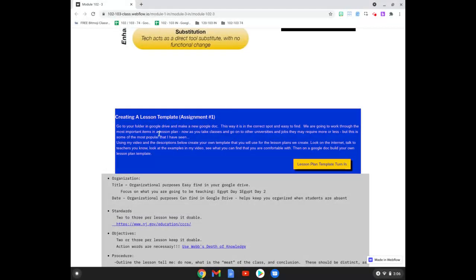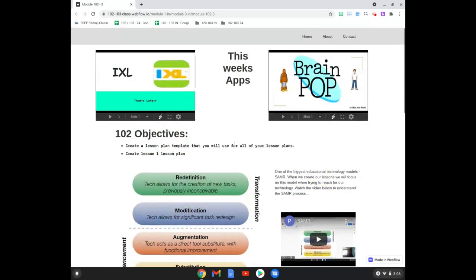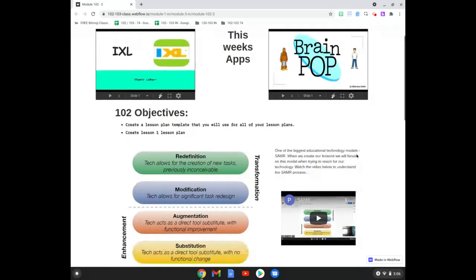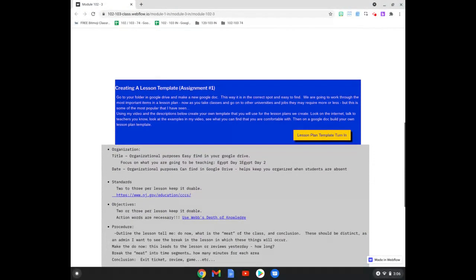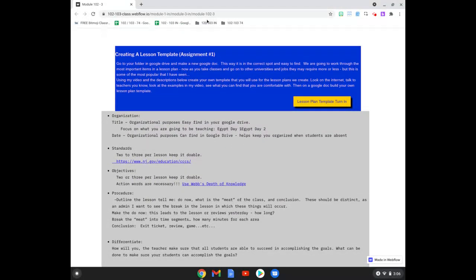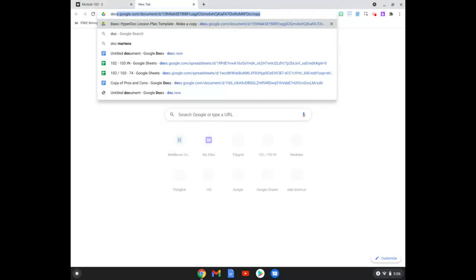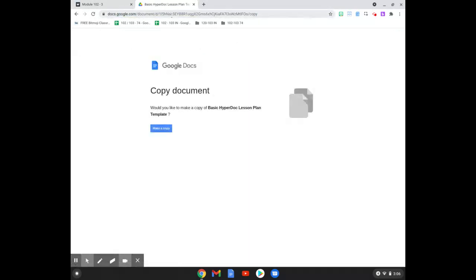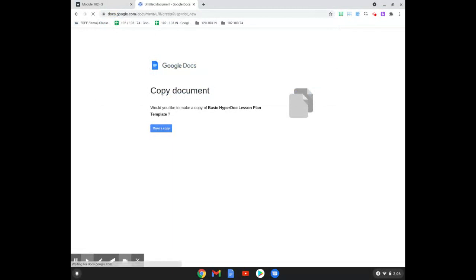So creating a lesson plan, right? This is assignment number 1. This is in 102. You've watched your SAMR. And what are we looking at? So first of all, I'm going to open up a Google Doc. I'm going to use docs.new. I'm pulling a new Google Doc out.